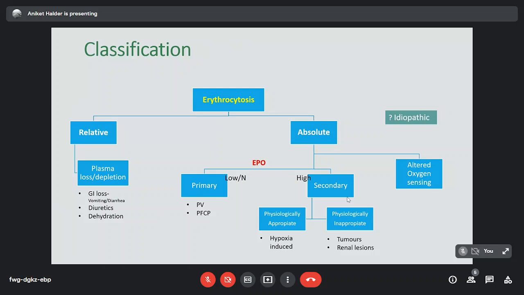There is another form of erythrocytosis which is called idiopathic erythrocytosis. If we cannot fit the erythrocytosis into a relative, primary, or secondary subtype of erythrocytosis, we call it idiopathic erythrocytosis. But nowadays, with advances in diagnostic modalities, the percentage of people who are being classified as idiopathic erythrocytosis is becoming less and less.